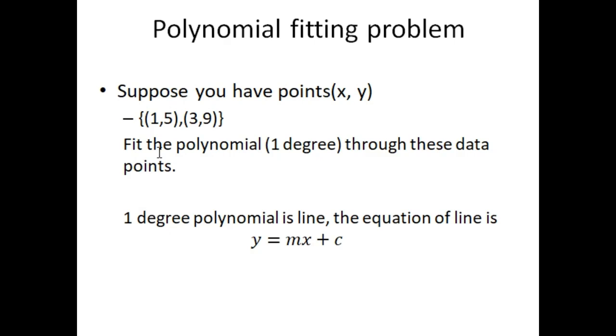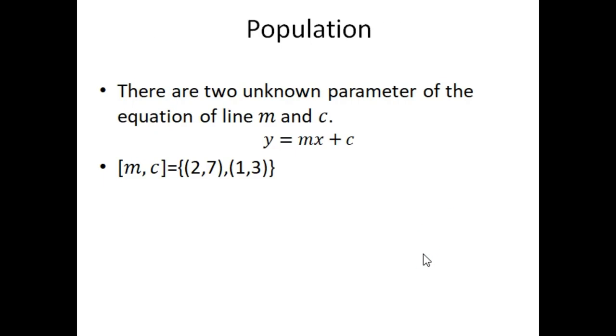So to find the line which is passing through these two data points, we find the value of m and c. So what are the values of m and c for which this equation is satisfied for these data points? So to find the line which is passing through these two points, I will find the value of m and c. I will find these two values by using the genetic algorithm. So just look at the next slide.